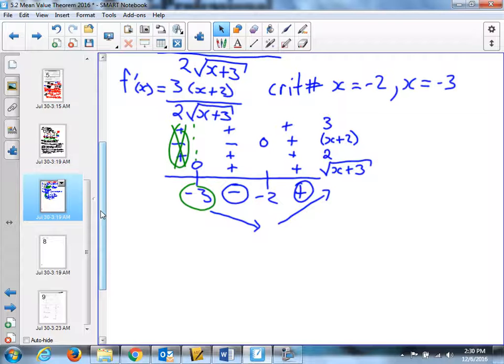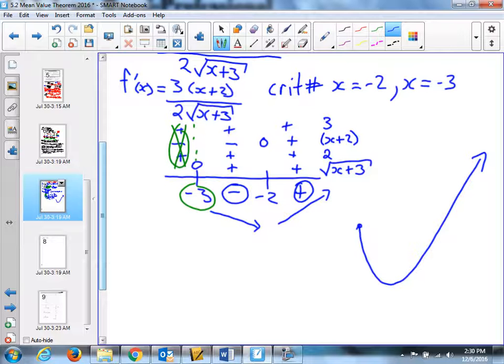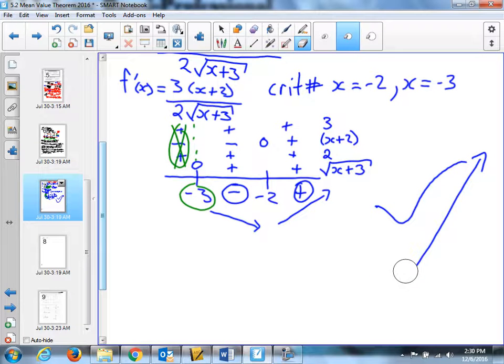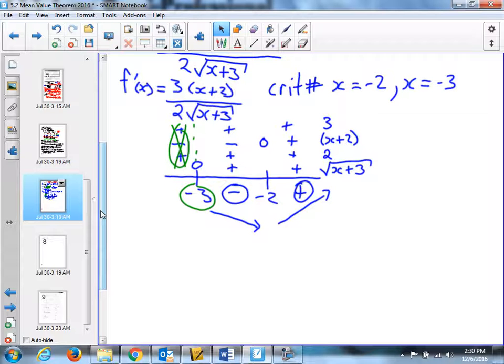Yes? Does it matter like where the graph would start or anything like that? Well, yeah, like we don't, this could be anything. It could have been like this, could start way up high. It doesn't tell you where it starts or ends. It just tells you that it decreases, then increases. That's all it tells you. It doesn't say if it crosses the x-axis or not. Okay, that's just the general idea.